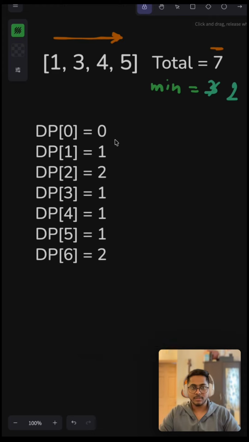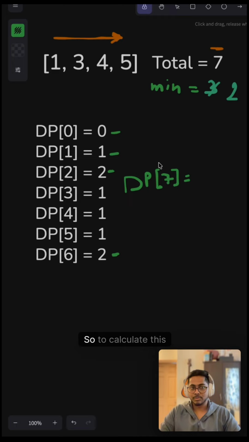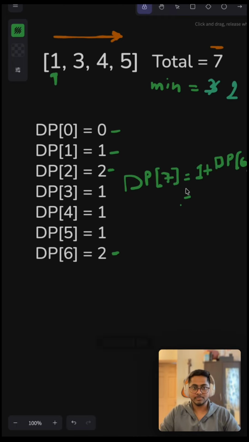What that means is, for 0, we need 0 coins. For 1, we need 1 coin. For 2, we need 2 coins, which is a pair of 1 and 1. And similarly up until 6. Now we will check for DP at 7. So to calculate this, we start from here. DP of 1 is 1. Yeah, this will be 3. And yeah, our minimum will be 3 initially.